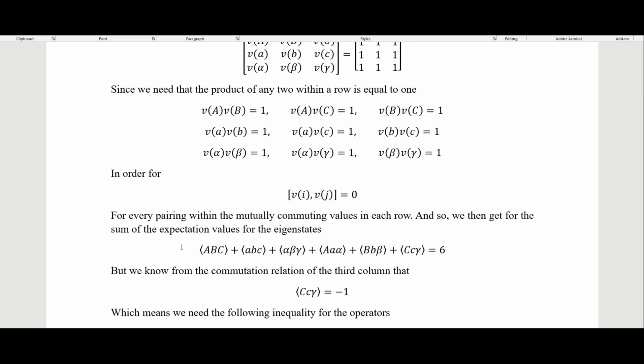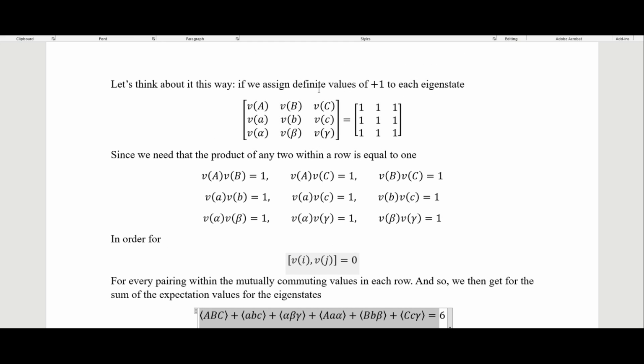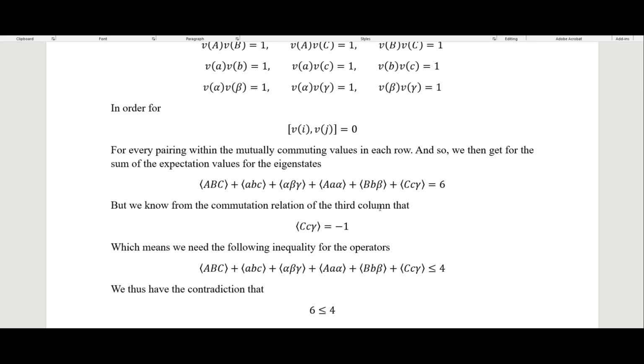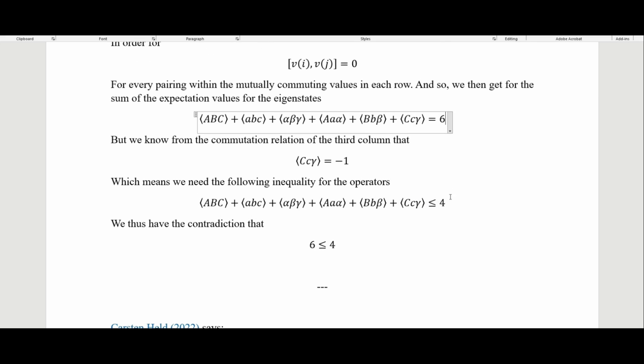And so we then get, for the sum of the expectation values of these eigenstates, that it has to be equal to 6, right? Because each of these has to be equal to 1. But we know from the commutation relation that the third column is going to be equal to -1 here, which means that we need the following inequality for the operators: if we add all of these up, it's going to be less than or equal to 4. So say all of these besides the last one are equal to 1, so we have 1, 2, 3, 4, 5, then this one is negative, so we have to subtract it, and that gets us down to 4 here. And thus we get the contradiction that these have to be equal to 6, but they also have to be less than or equal to 4, so 6 is less than or equal to 4, and that is a contradiction.